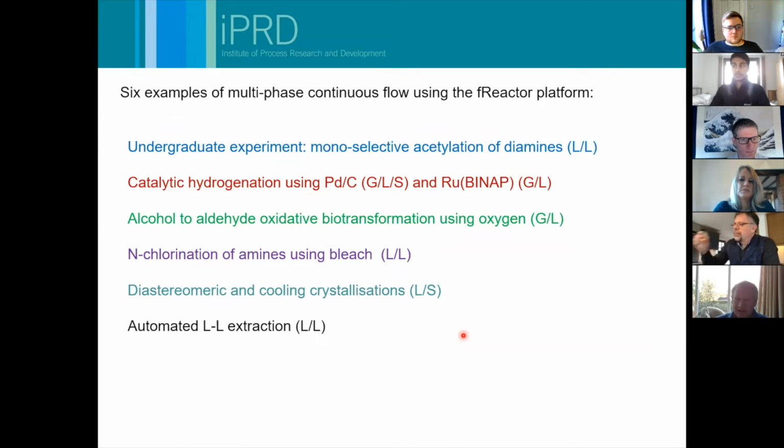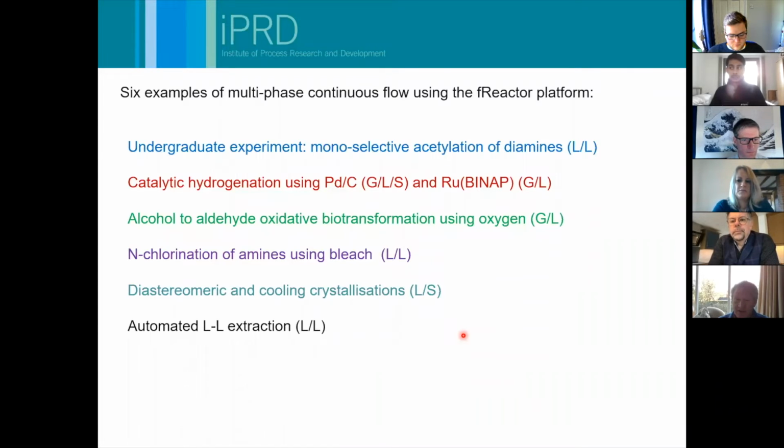So I'm going to tell you about some examples of the use of the fReactors. I've got 6 examples here. First one, an undergraduate experiment that's very instructive and very easy to run. Second one is a bit more complicated. That's either a gas liquid solid system as a palladium carbon hydrogenation, or as a homogeneous catalyst, ruthenium binap as a gas liquid system.